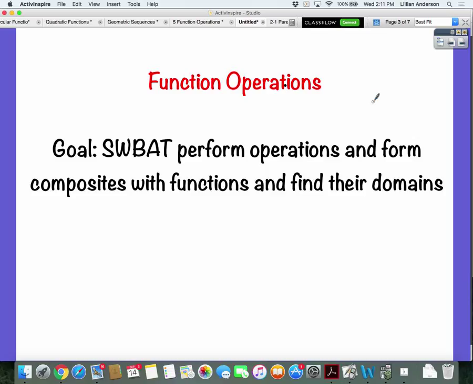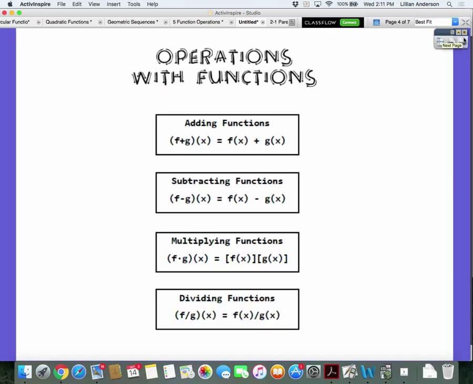Composite functions we'll do on Friday. And so we're just doing function operations today, okay? So in your foldable, you have operations with different types of functions. You have adding functions, subtracting functions, multiplying functions, as well as dividing functions, okay?